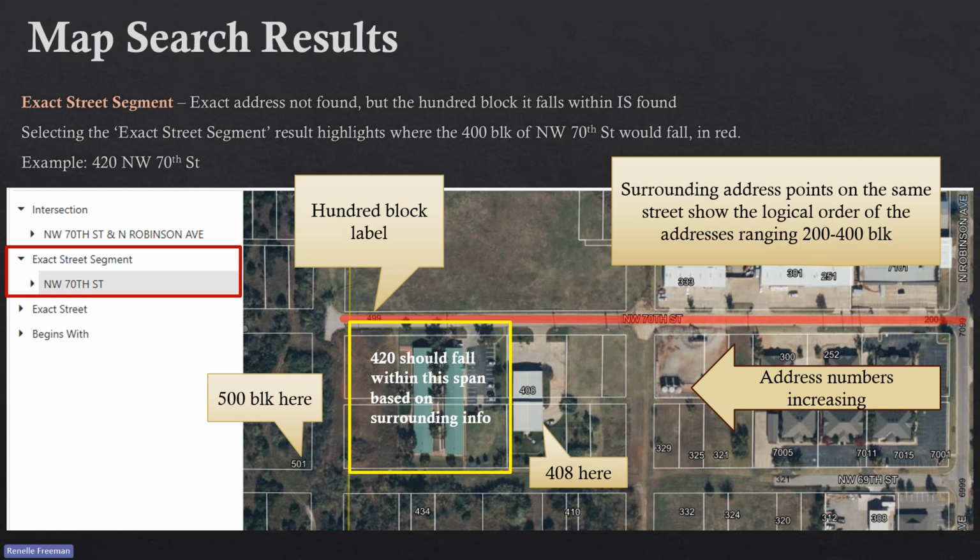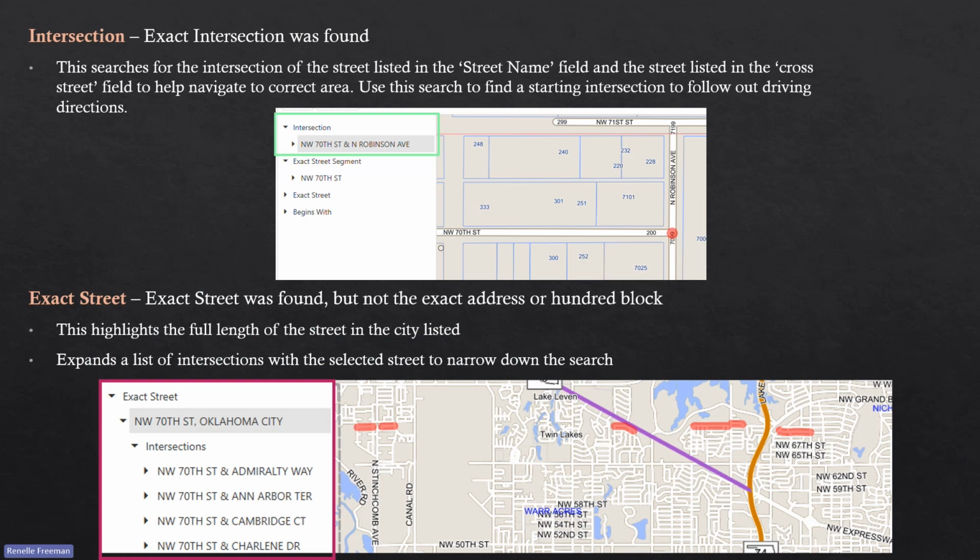I turned on aerial in this instance to kind of see how big the property is. And so that's why I outlined it in the yellow to determine the 420 is most likely this larger property right here. That's how you can use the tools and the search results on the map to find your location. The other results are the intersections.